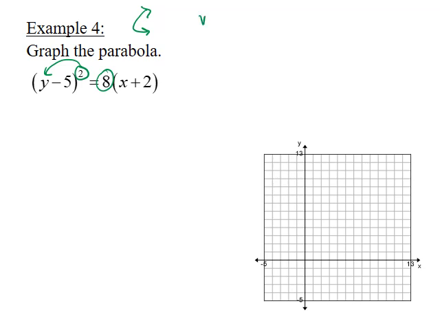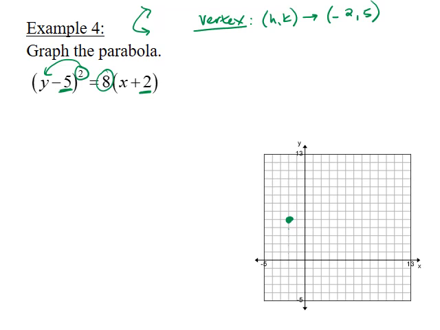Okay, we need to identify the vertex. Now, remember the vertex is (h, k), and h always goes with x, and k always goes with y. And it's always the opposite of the sign you see. So our vertex will be (-2, 5). Let's go ahead and graph that now.